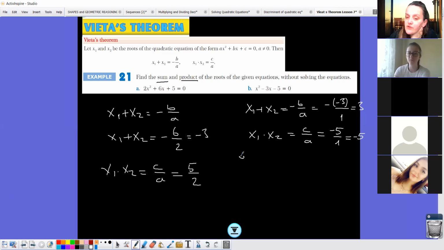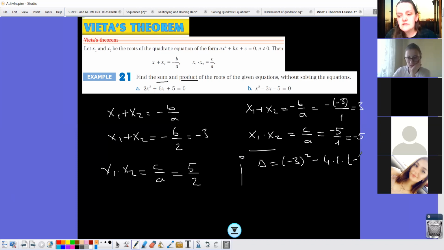For example, if we try to find the roots of this one, let's check the discriminant. What is the discriminant? Minus 3 squared, minus 4 times 1 times minus 5, which is 9 plus 20, so it will be 29. As you can see, the roots will be expressions including radicals, because we cannot find the root of 29 exactly, yes?